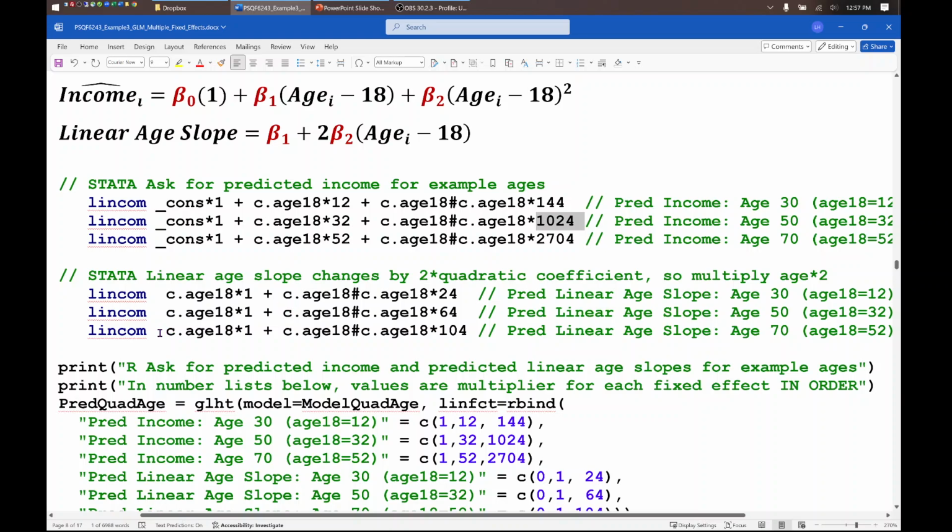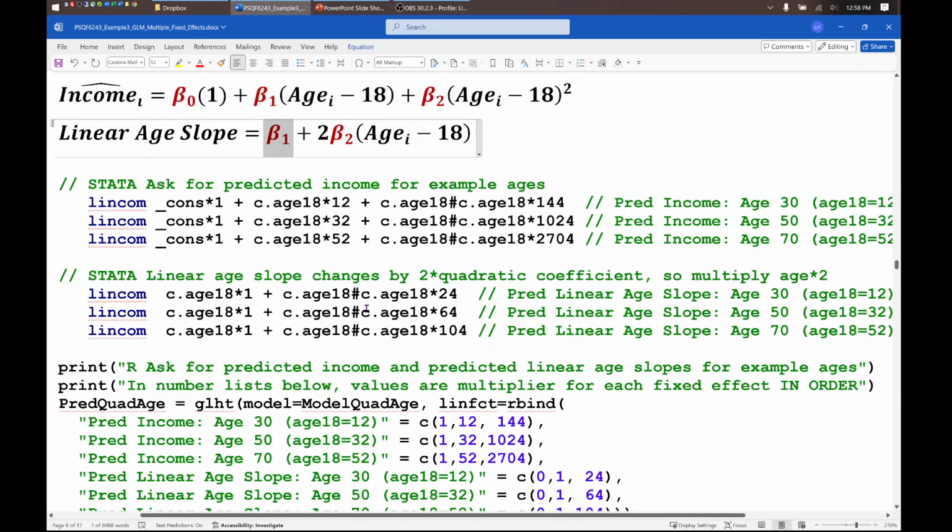I can also compute the linear age slope per any particular age, and the trick to that is to multiply the value of age that you're plugging in by 2 so that you end up with twice the quadratic coefficient doing the work. So I start with the linear slope of age because what I'm trying to predict is a slope, not an outcome value. So the intercept is not part of this story. So I have a linear slope and I need one of those in every instance of this. So this is what it looks like when you factor out age, essentially.